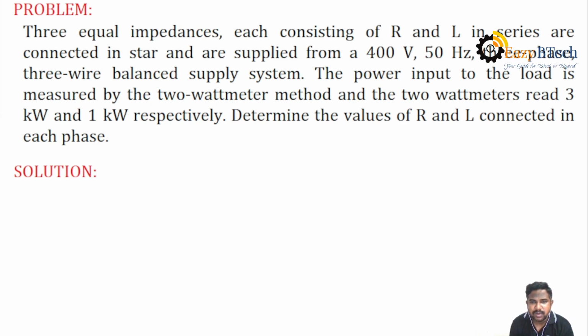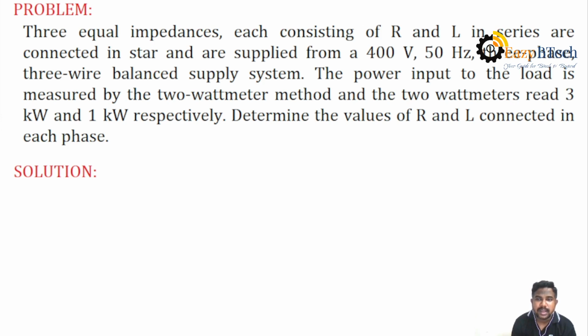Three equal impedances, R and L in series, are connected in star and supplied from a 400 volt, 50 Hz, 3 phase, 3 wire balanced supply system. The power input to the load is measured by the 2 wattmeter method, and the readings are 3 kilowatts and 1 kilowatt respectively. Determine the values of resistance and inductance connected in each phase. That is, by using the 2 wattmeter method, you can also find the circuit elements.